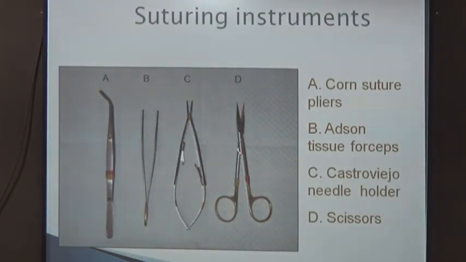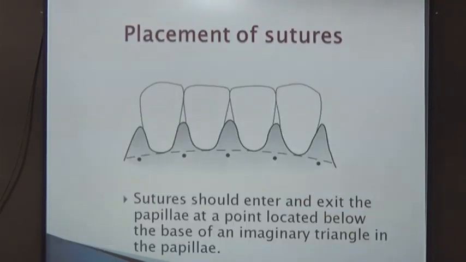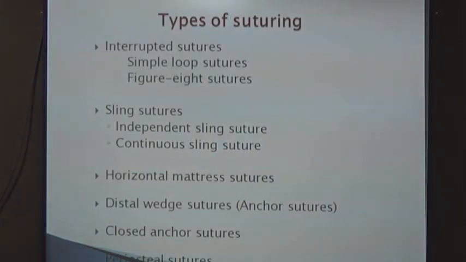Suturing instruments: corn suture pliers and tissue forceps, and this I already told you. When we are doing plastic surgery with a thin flap, you can use the Castroviejo needle holder and all these scissors. Placement of sutures I have already said, all these things are over.